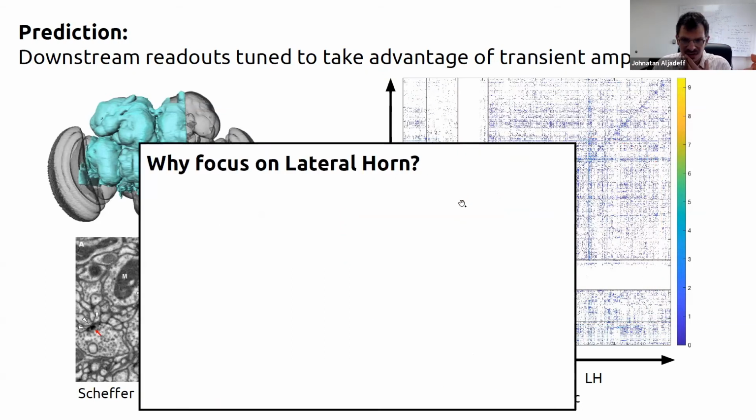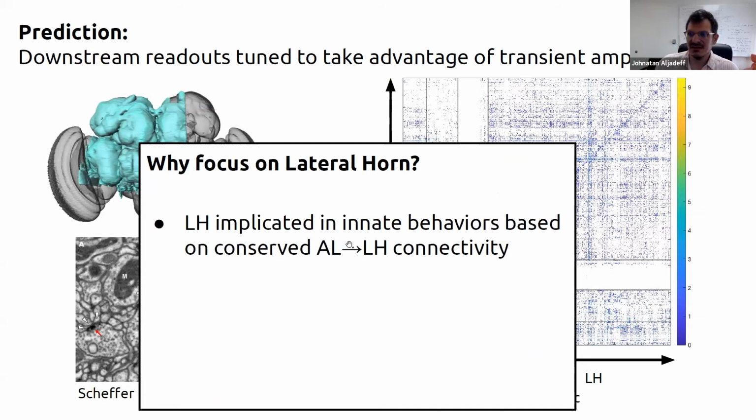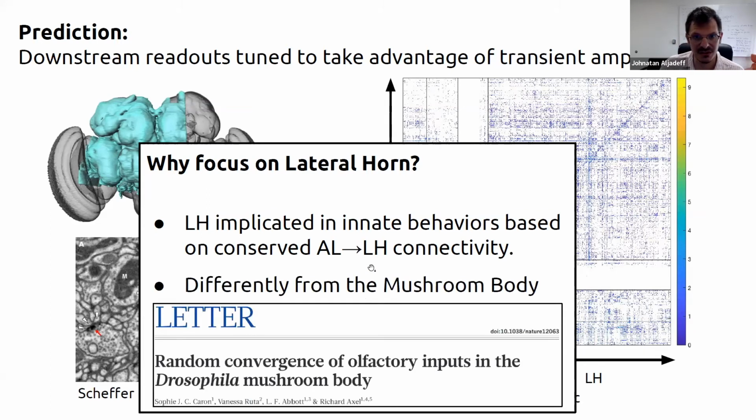Why are we looking at the lateral horn? The lateral horn is implicated in controlling innate behaviors, and there is conserved connectivity between the antennal lobe and the lateral horn. Since our prediction has to do with valence that the animal cares about innately, this is the natural target to look at. The conserved antennal lobe to lateral horn connectivity is in contrast to connectivity from the antennal lobe to the mushroom body, which was shown to be random by this beautiful paper by Sophie Caron in 2013. I'm going to get back to the mushroom body at the end of the talk, but for now we're focusing on testing our prediction in the lateral horn.